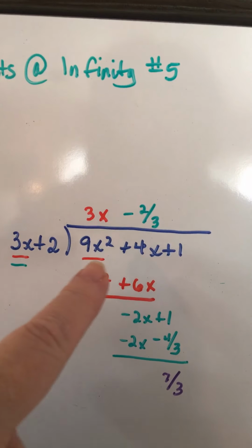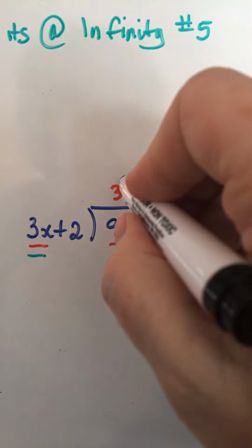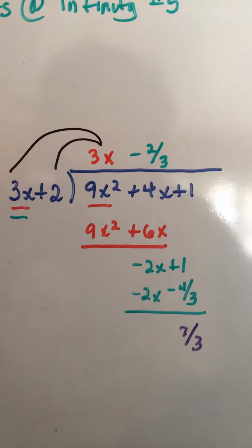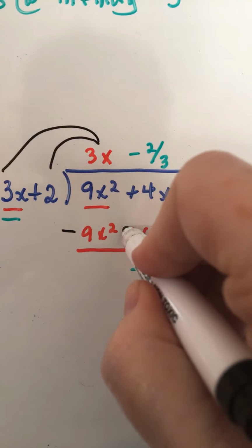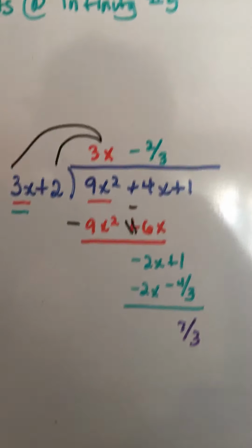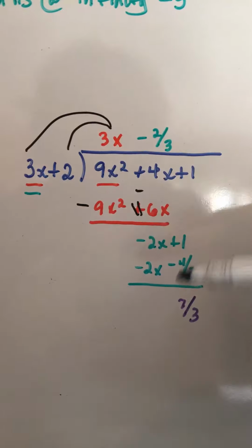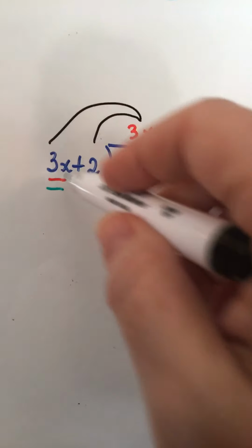So 3x into 9x squared, or what's missing, and I see 3x, and so I distributed and got 9x squared plus 6x. I am now supposed to subtract, which is negating. So I have negative 2x, and I bring down the plus 1. I'm supposed to play what's missing again, or divide.